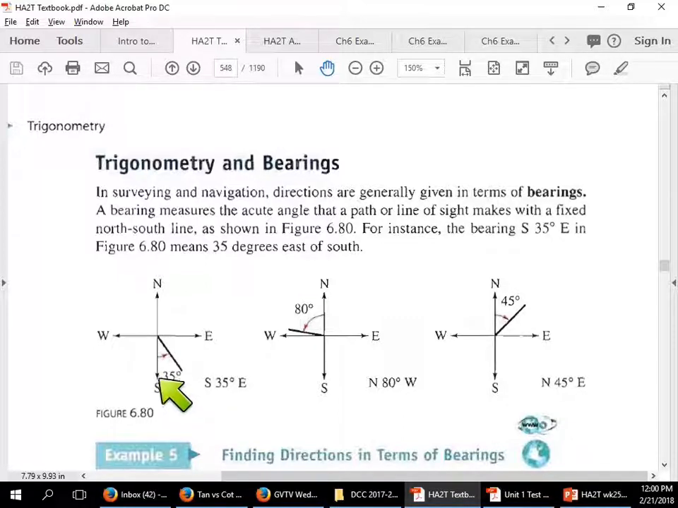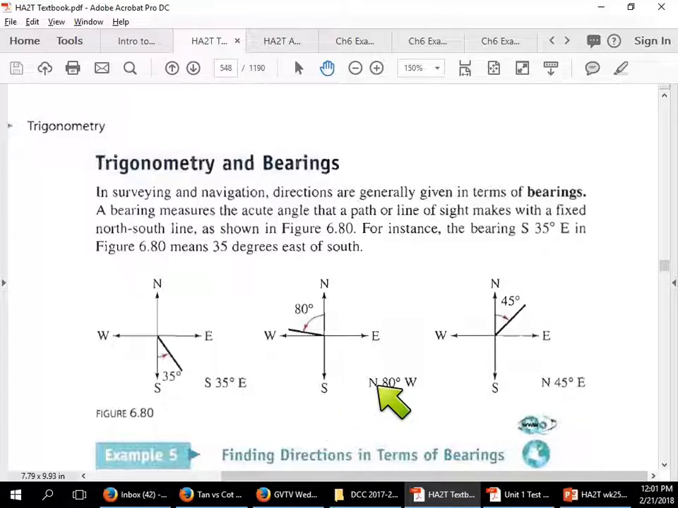And then you turn. Which direction would you turn to go southeast? If you're facing down this way, would you turn left or right? Oh, no, like you're facing that way. So that means you would go left 35 degrees. And that would be written as south 35 degrees east.